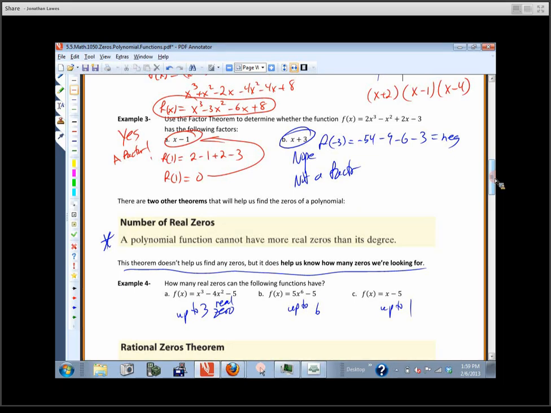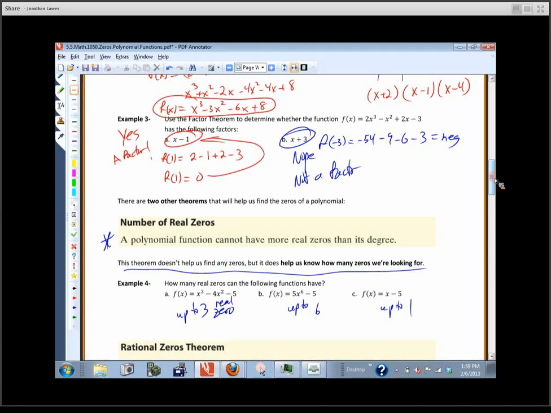The degree will help tell you how many times it can cross the x-axis, and it'll help you figure out how many times it can turn. How many times it can turn is always 1 less than the degree. How many times it can cross the x-axis is the same as the degree. So it has something to do with it, but you have to be a little bit careful with that analogy. Okay, anything else?